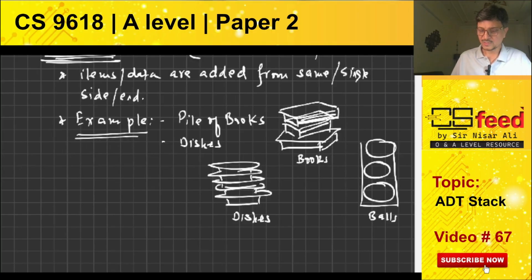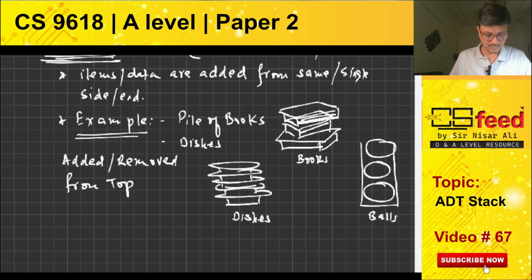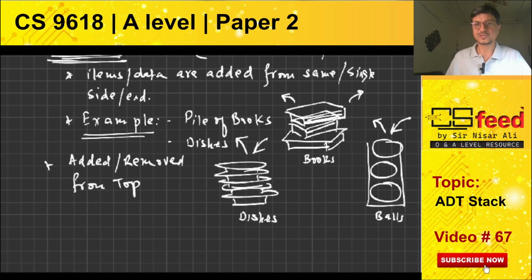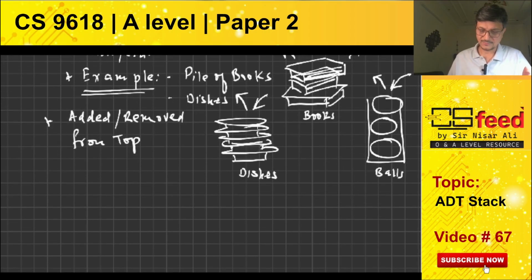All right. Now you can see in all these examples, the book or the ball or the dishes can always be added or removed from the top. They can be added from the top and they can be removed from the top. The ball can be added from here and it can only be removed from here. The book can be added from here and removed from here. So there is only one end from where we are adding the ball or removing the ball. All right. This is how the stack actually works.